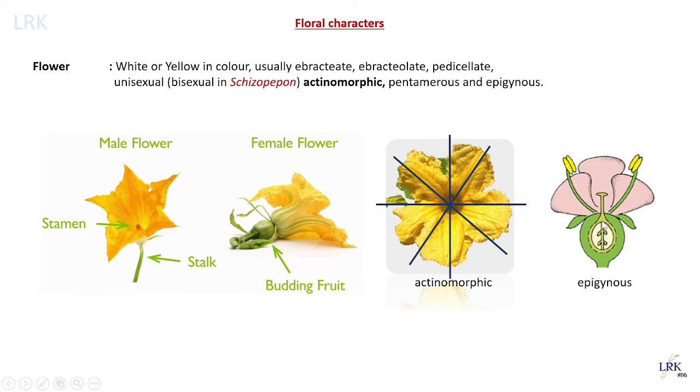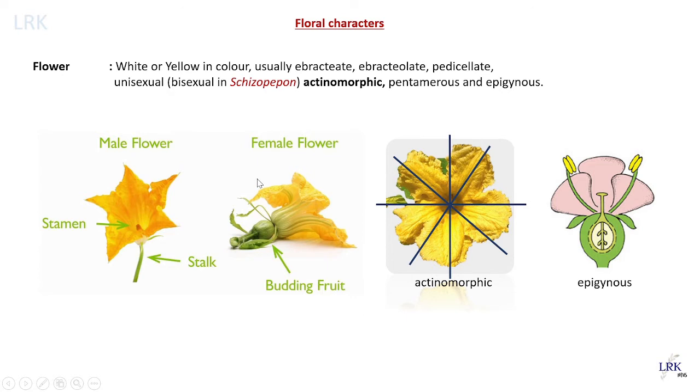What is epigynous? See here, the position of the ovary is below and all other parts are arising from above the ovary. See, this is the ovary. From above the ovary all other floral parts are developing. Such an arrangement is known as an epigynous flower, and the position of the ovary is inferior. It is lower than all other floral parts, so we call it an inferior ovary. Epigynous condition, inferior ovary.